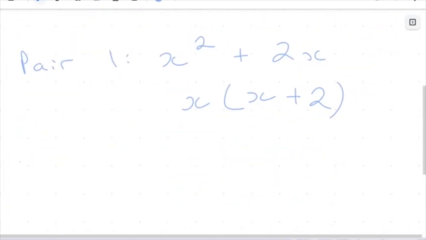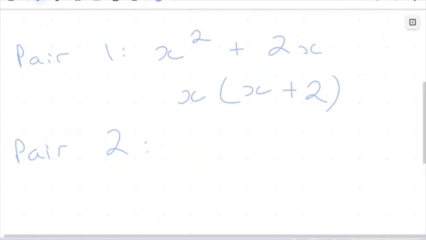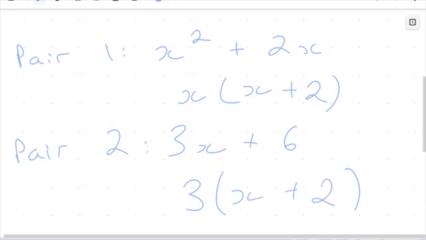Now let's take a look at pair 2. I have 3x plus 6, and what I want to do now is find a common factor. I want to factorize again. So we need to think what number goes into both 3x and 6. Well, the most obvious one I can think of would be 3, because that goes into 3x definitely, and it also goes into 6. It goes into 3x x times, and it goes into 6 positive 2 times.